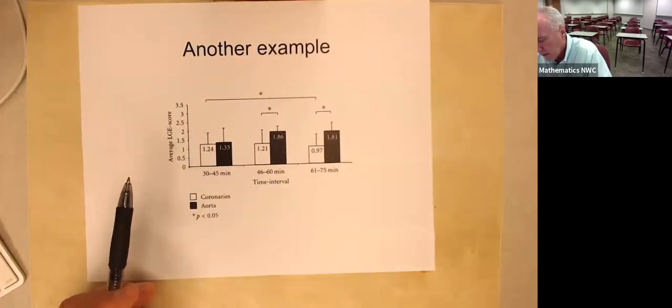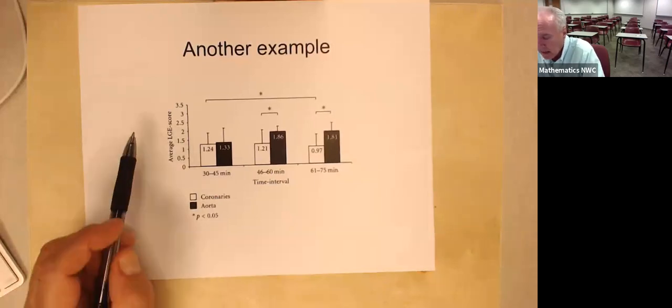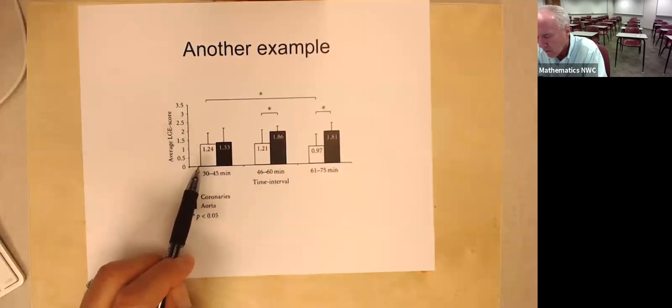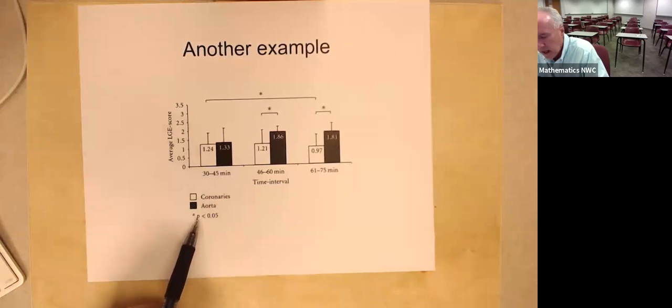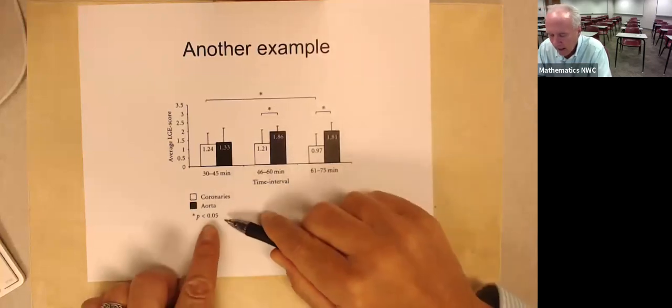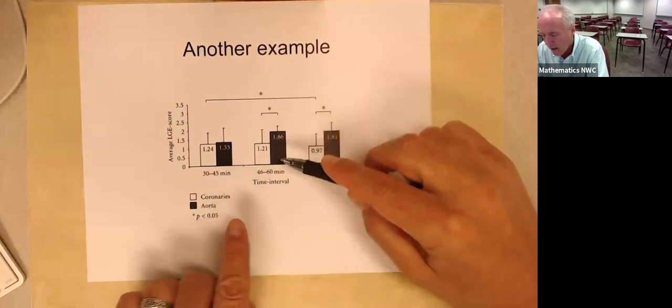Another example of that. If we're looking, this is a medical one, the average LGE score. I've got to be honest, I'm not even 100% sure what LGE stands for. But I wanted the graph here just to show you something in this case. Notice I have a mark here that says the proportion is less than 0.05. In this case, that's standing for the p-value. The p-value is less than 0.05. They're saying there is evidence that is statistically significant at alpha 0.05. There's a difference between the aorta and the coronary arteries in this time interval.